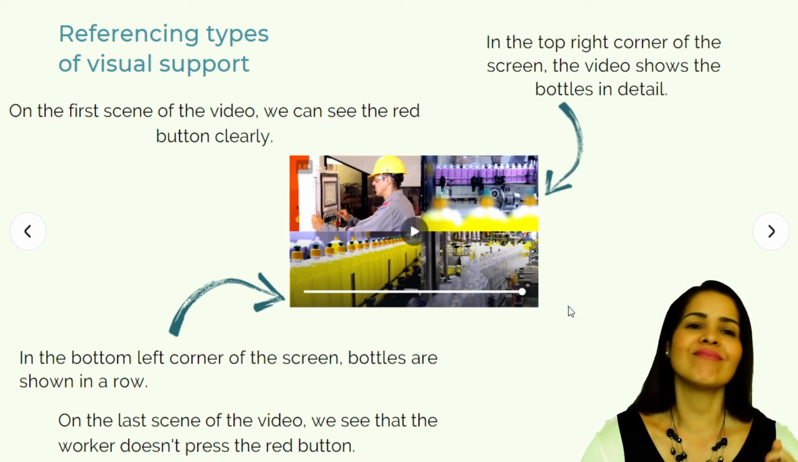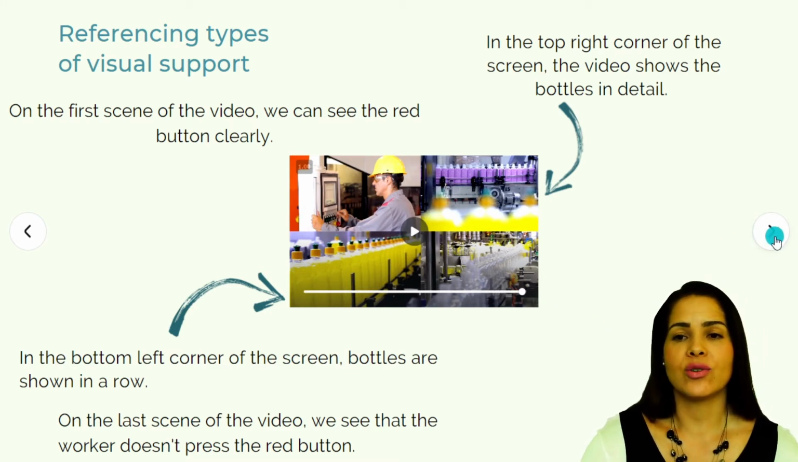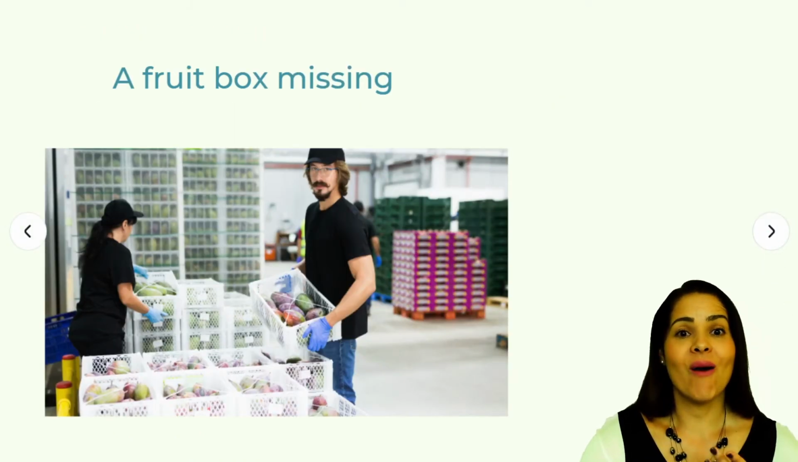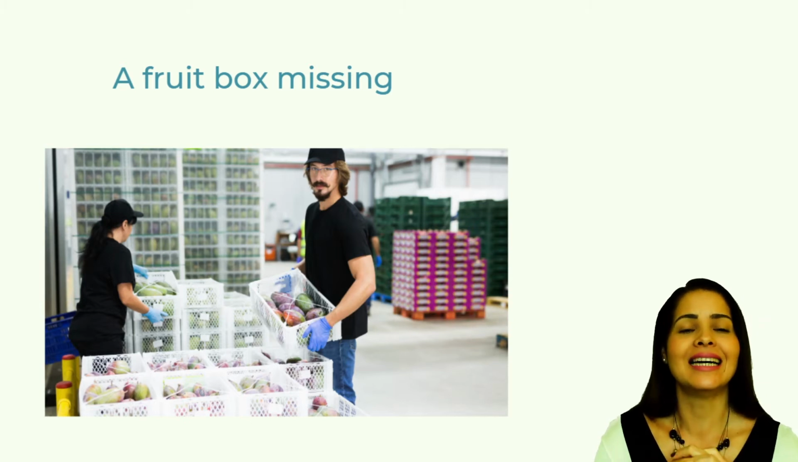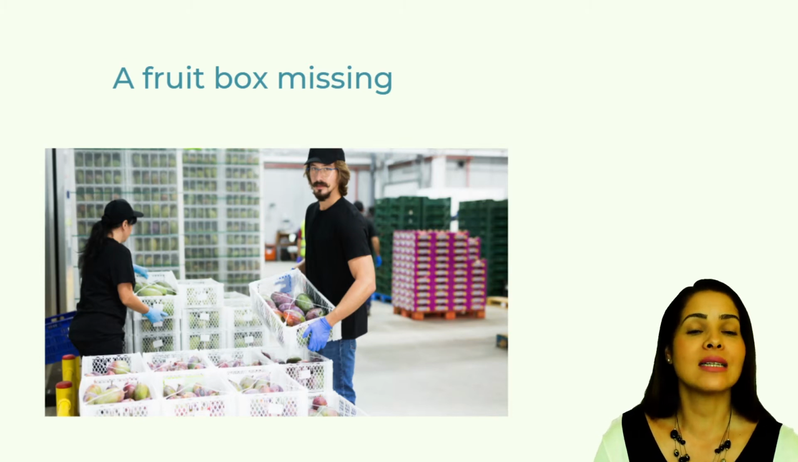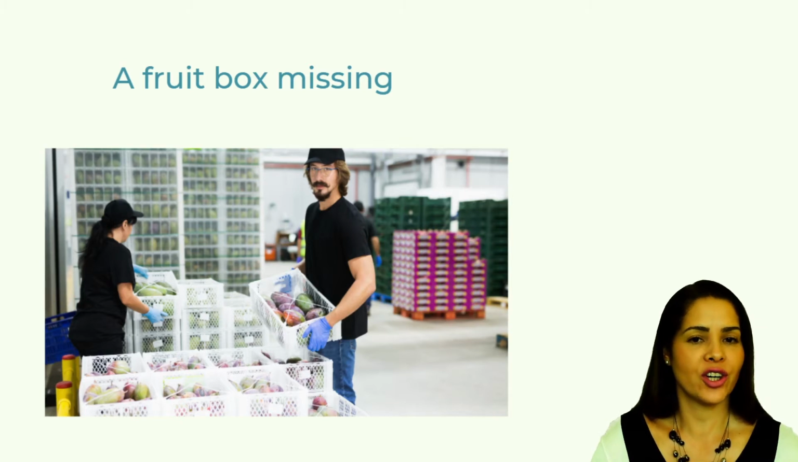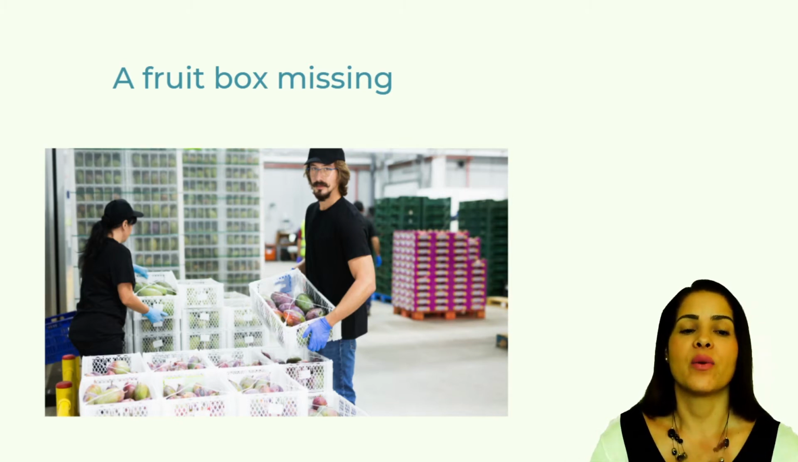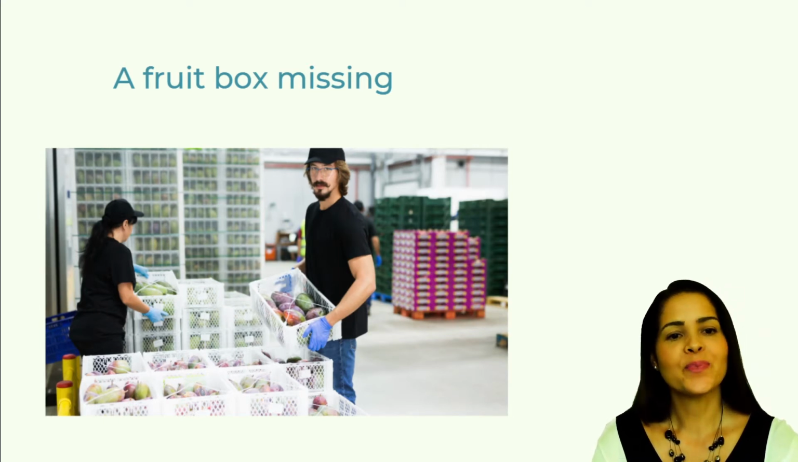Okay? Now let's see another example, but not with a video, with an image. Now, let's see an example, a story. This is not Keanu Reeves, okay? This man looks like Keanu Reeves, but he's not. A fruit box missing, and I want you to pay attention to the picture, okay? So you can make references to the objects and to the picture, right?